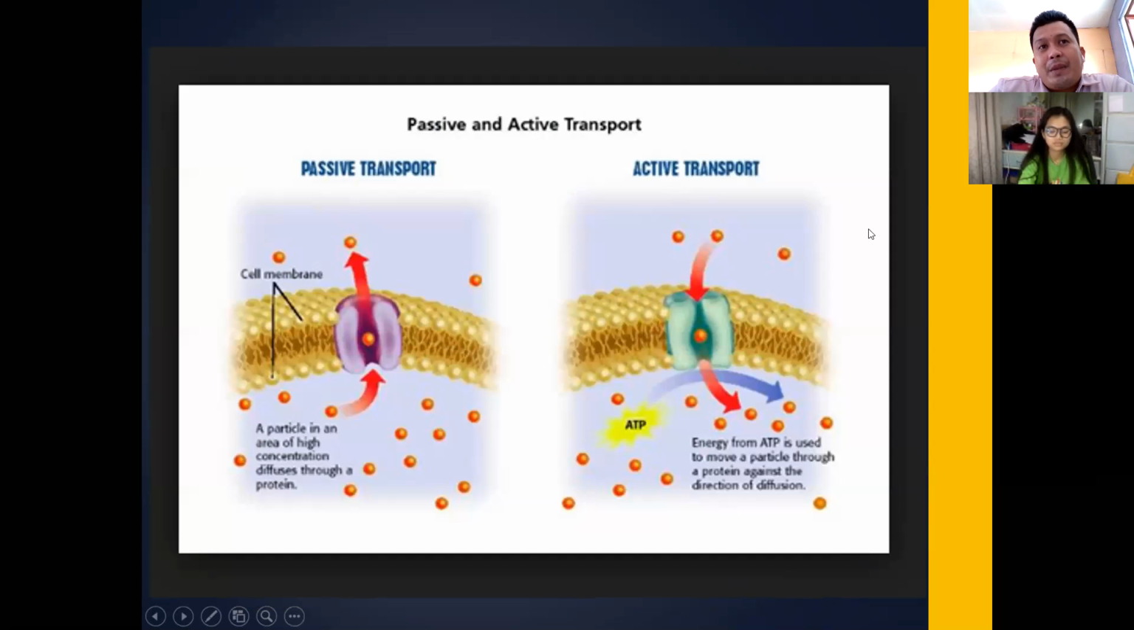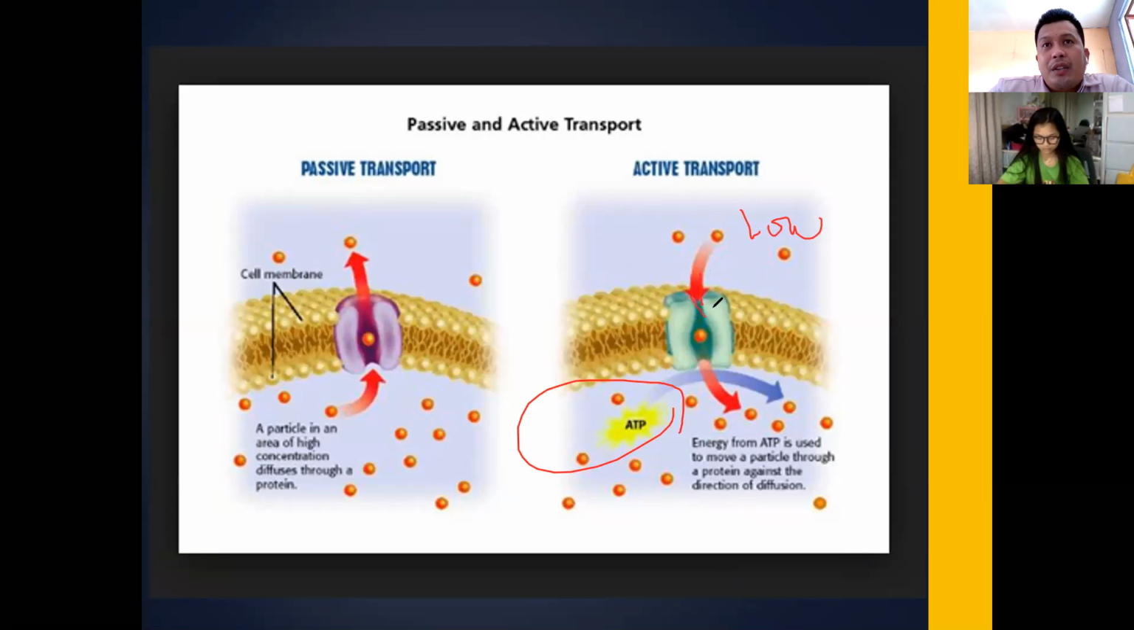And then we have the difference between passive and active transport from this structure. The only difference between these two is the presence of ATP. In active transport, the movement of molecules is from low concentration to high concentration. And for passive, the movement is from high going to low concentration. This is the difference of the two, passive and active transport. This is the last.